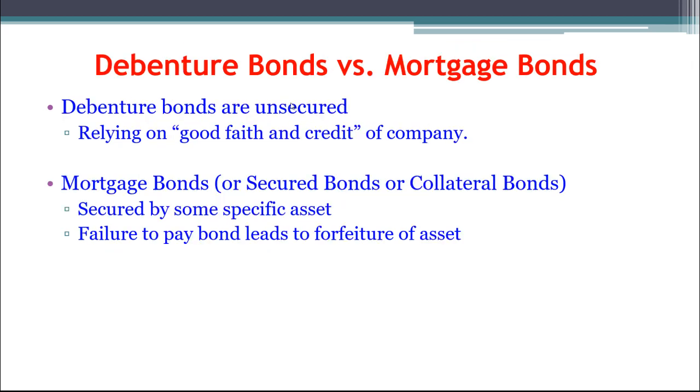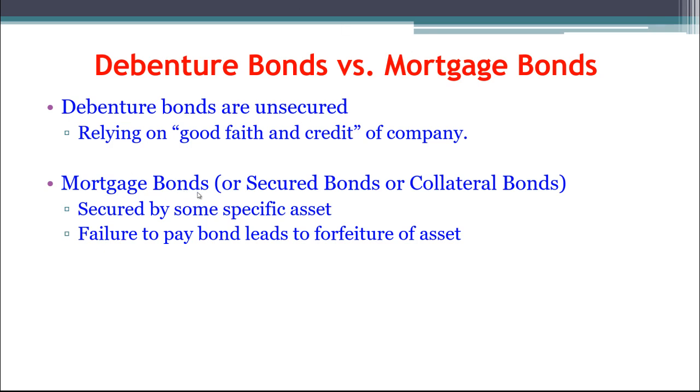A couple other terms we'll talk about: debenture bonds versus mortgage bonds. Debenture bonds are basically unsecured. That's the term here. You're relying on the good faith and credit of that company to pay you back. Now, of course, if they don't, you could certainly get with the other investors, the other creditors of that company, and it might force the company into bankruptcy. You still have a claim against assets in general. You just don't have a claim against a specific asset. So you're further in line in the bankruptcy courts. You'd be further in line in the claimants.